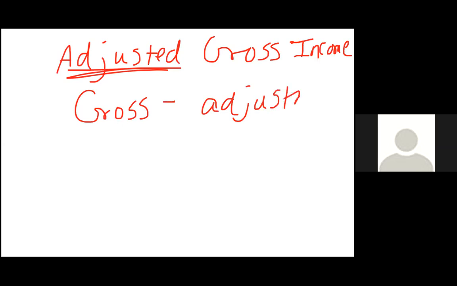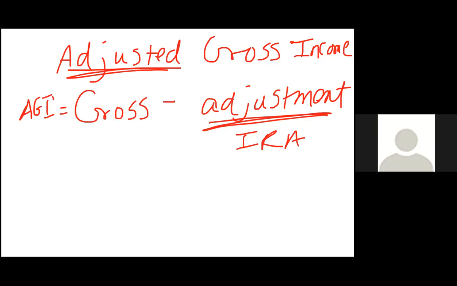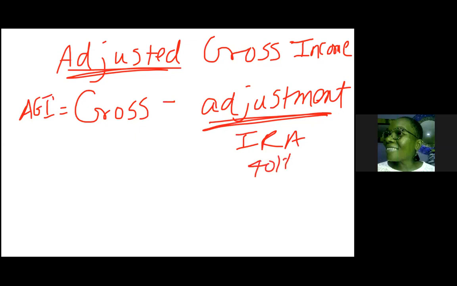What are the adjustments? This is typically money that you put into an IRA, an individual retirement account. So if you put money into an individual retirement account before taxes, it reduces the amount of money that you're going to pay taxes on. So to find your AGI, guys, that's what this is. The AGI is equal to the gross minus the adjustment. And the adjustment is basically your IRAs, like your 401k plan, your 403Bs, those are the adjustments.